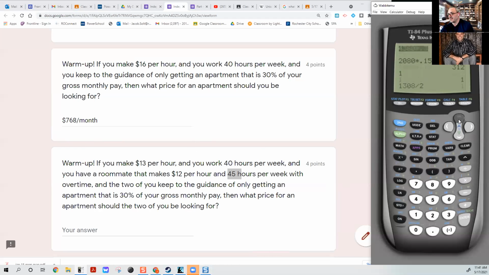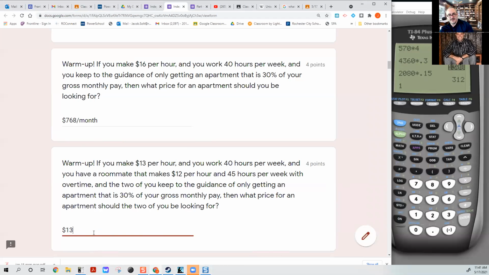Oh, so I need to go back to my answer and write that down, don't I? All right. 1,308. Oh my gosh. $1,308 per month. That's how much these two roommates are looking for in an apartment if they're going to spend no more than 30%. Now, if they could find an apartment that was $1,200, even better, right? If they like the apartment that's $1,200, they can save even a little bit, $50 each per month on that.